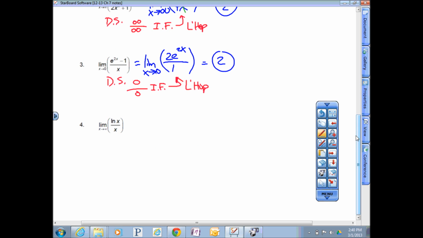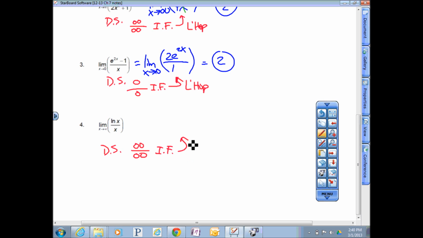Limit as x approaches infinity. If we try direct substitution, let's see what we get. The top, natural log of infinity, is going to be infinity. It's going up slowly, but it is going to get there if we go out far enough. And on the bottom, that's going to be an infinity also. Look at that, another indeterminate form.